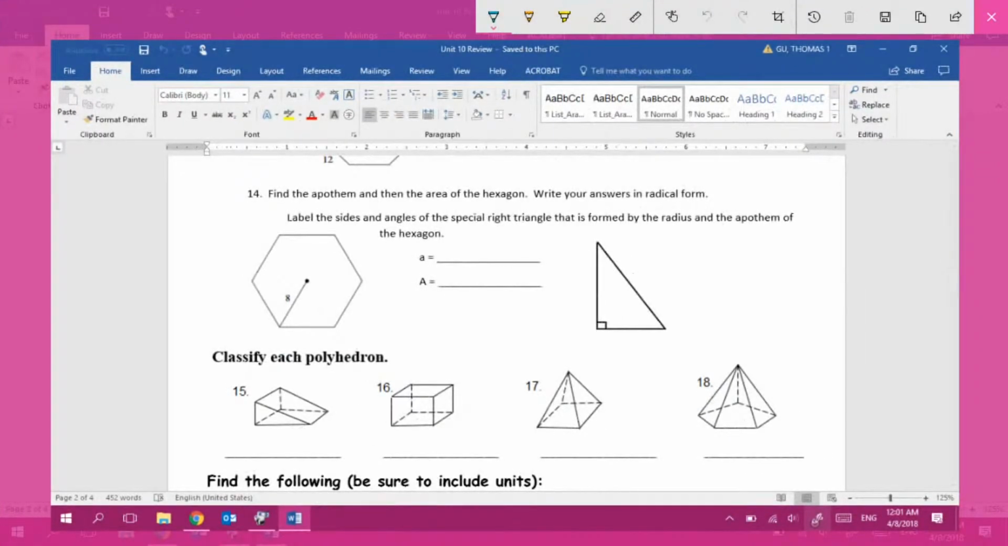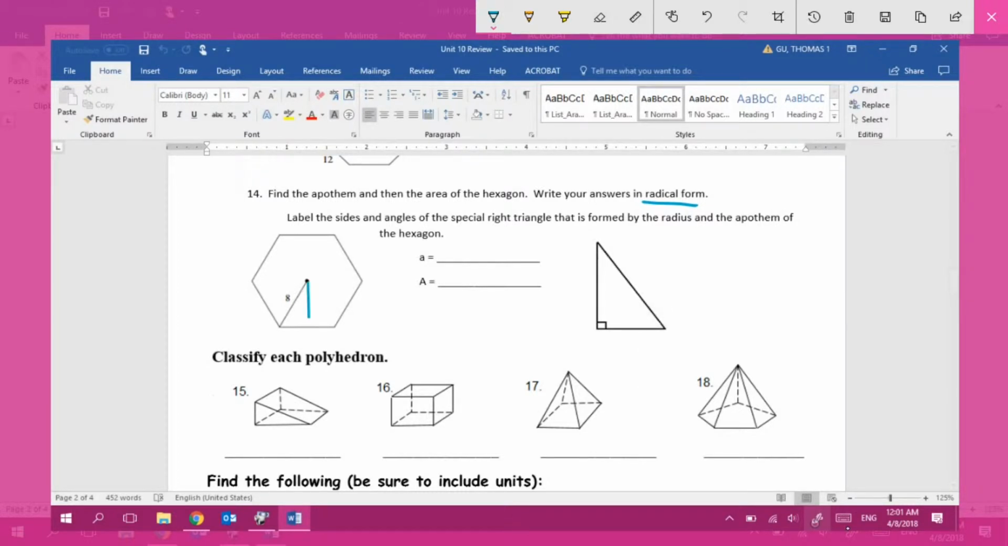All right, number 14 is a little long drawn out one. You actually have to do all the steps to finding the area of the regular polygon. So find the apothem, then the area of the hexagon. We're going to write our answers in radical form. Wow. So first thing we're going to do is draw a right triangle.